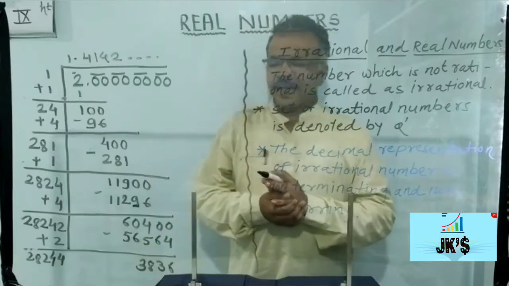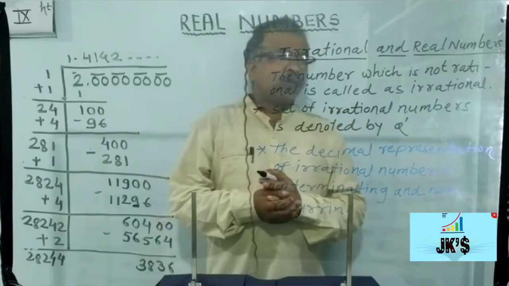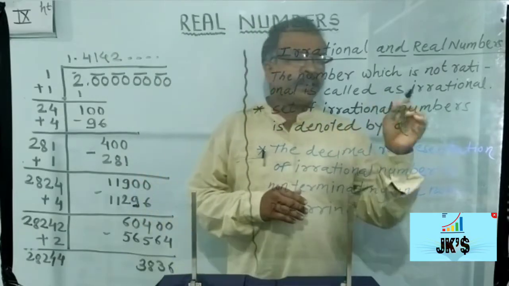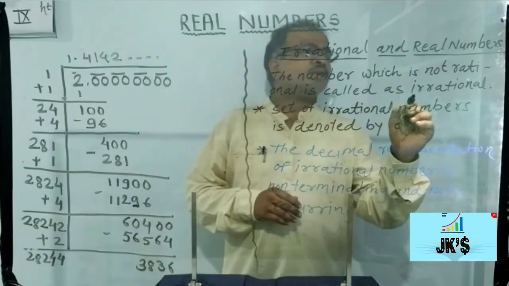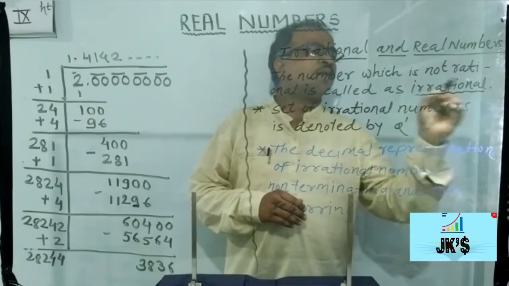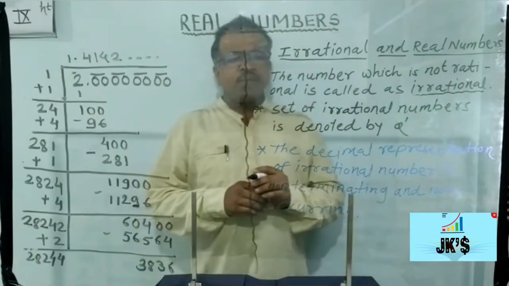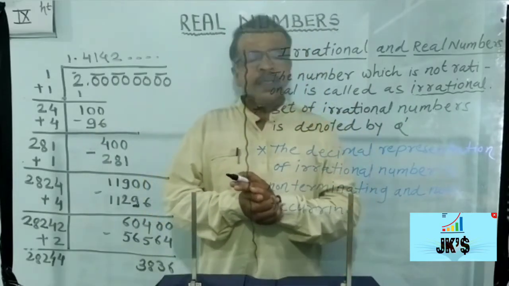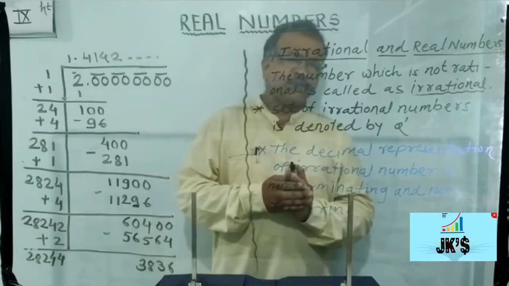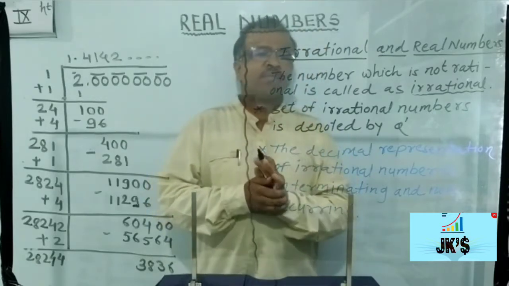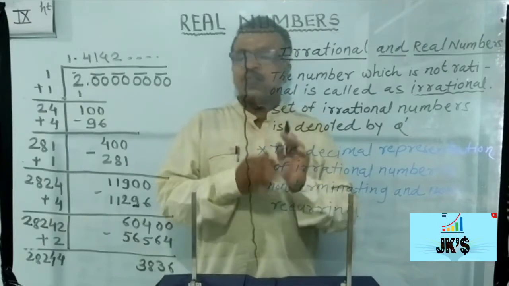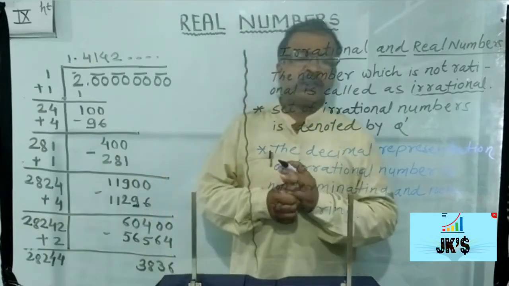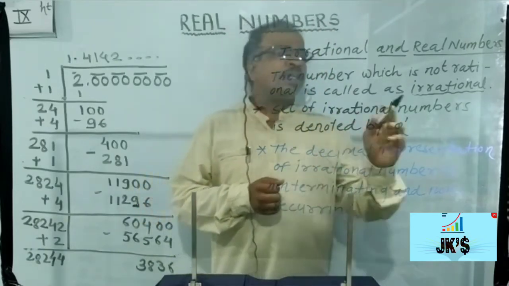What are rational and irrational numbers? The number which is not rational is called an irrational number. When we consider all the numbers, those are the real numbers. But when we eliminate the rational numbers from the set of real numbers, the remaining set of numbers is the irrational numbers.